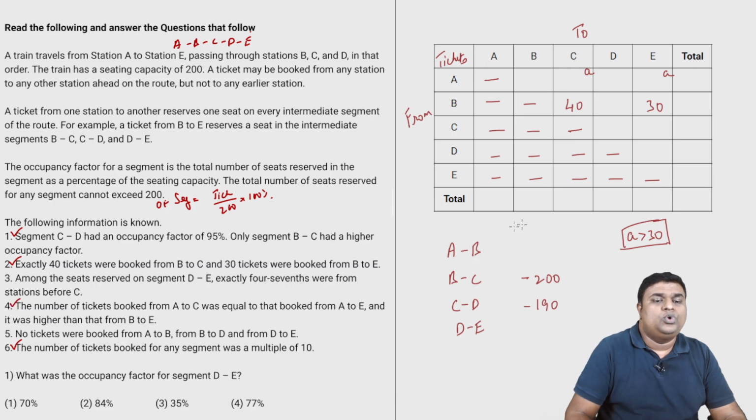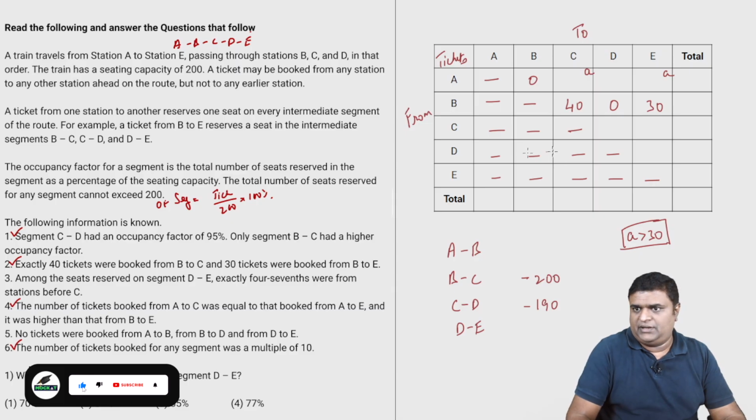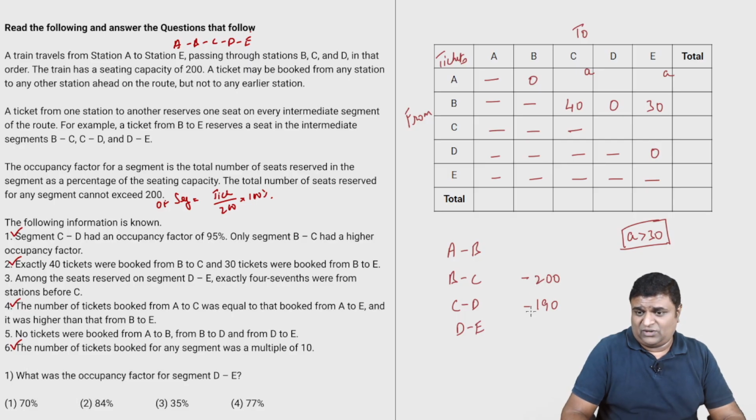Done. No tickets were booked from A to B, from B to D, and from D to E. Okay, that's going to be 0. A to B is going to be 0. Very good. B to D, that's going to be a 0 as well. And then D to E, that is a 0 as well. Okay, that's pretty good. Now, what else am I left with?